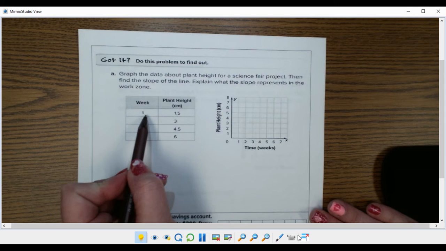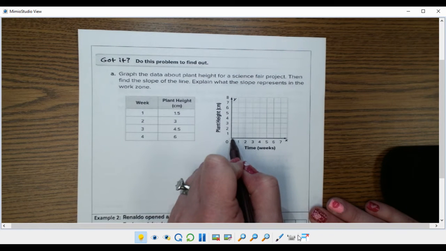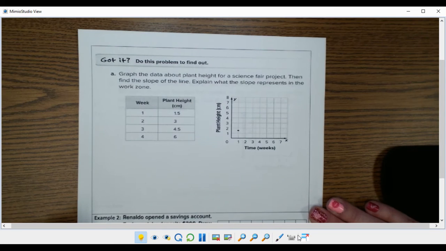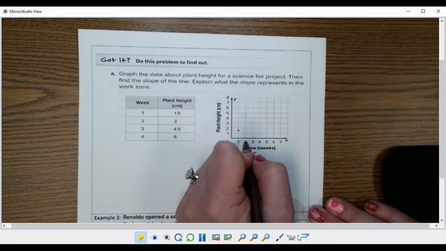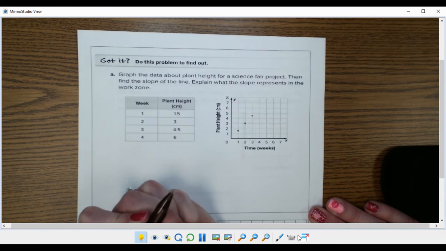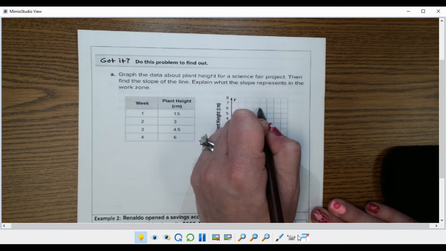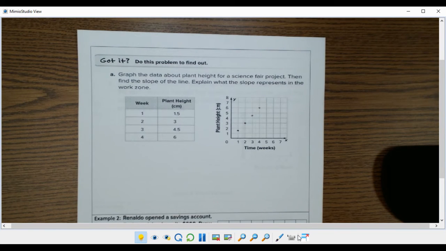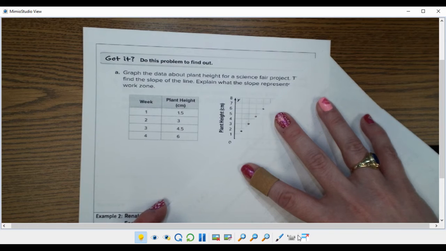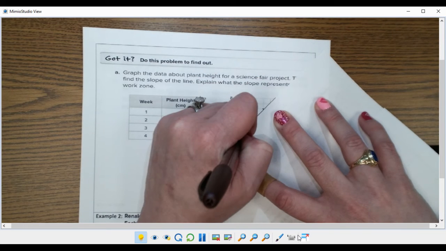Week 1 is 1.5 centimeters. So week 1, and then I'll eyeball estimate where it goes, 1.5 centimeters. Week 2, we're up to 3. Week 3, we're up to 4.5. Week 4, we're up to 6. Now, in your head, if you're very good with your multiplication facts, you're like, oh, that just kept adding 1.5, or doubling. Yeah, it kind of was. But look what happened. It formed a straight line for us. And even better, it goes through 0, 0.